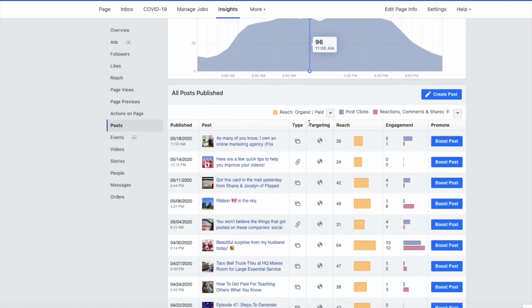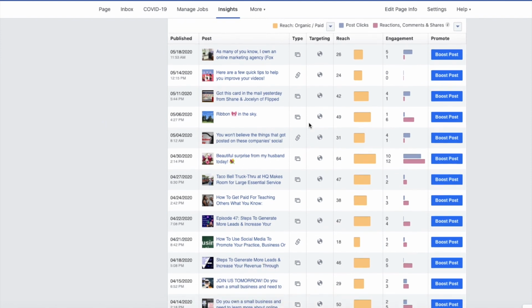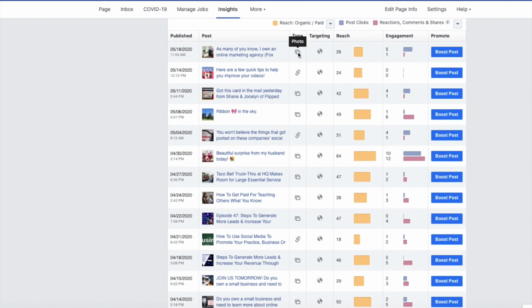So let's scroll down. These are posts to my page. What type of post: a photo post that was published on May 18th, shared public. These are all public. Reach was 26 people. I just posted this morning, actually. And five people, as you can see, clicked on the post and one person reacted to the post.